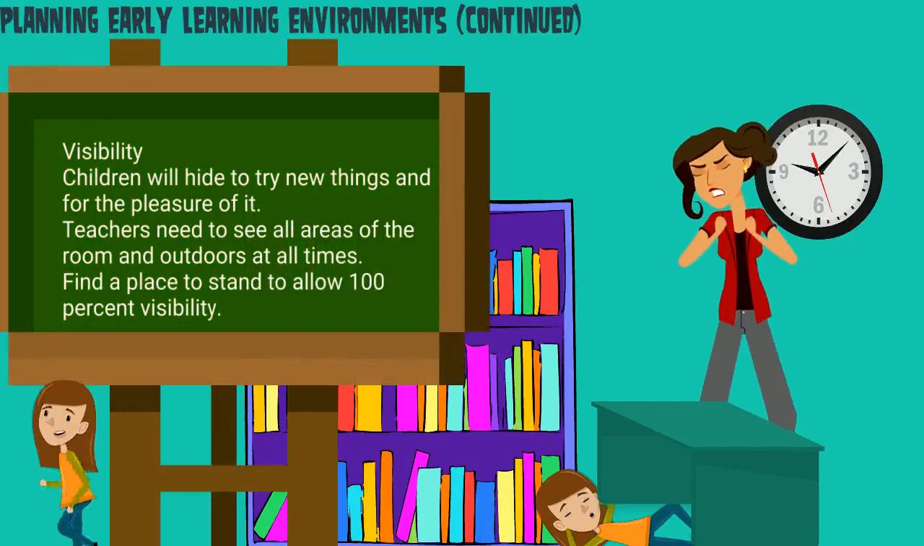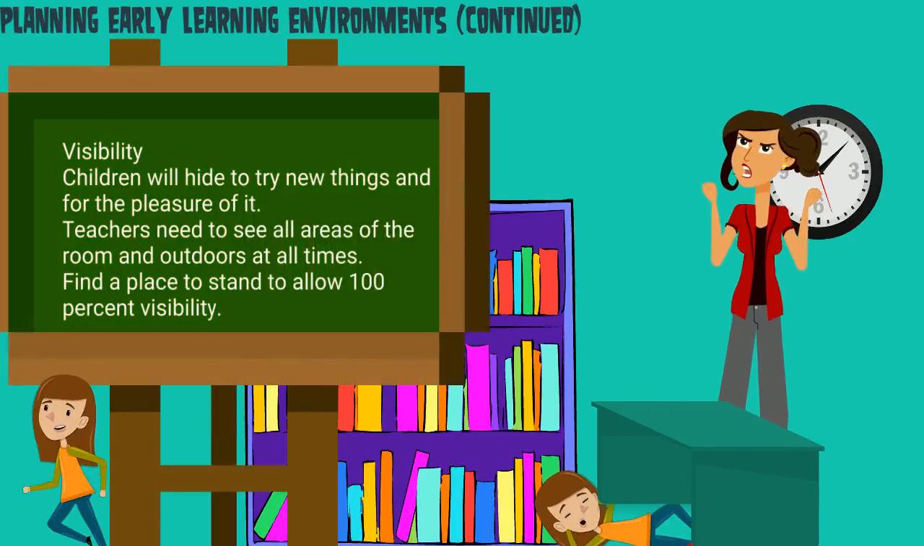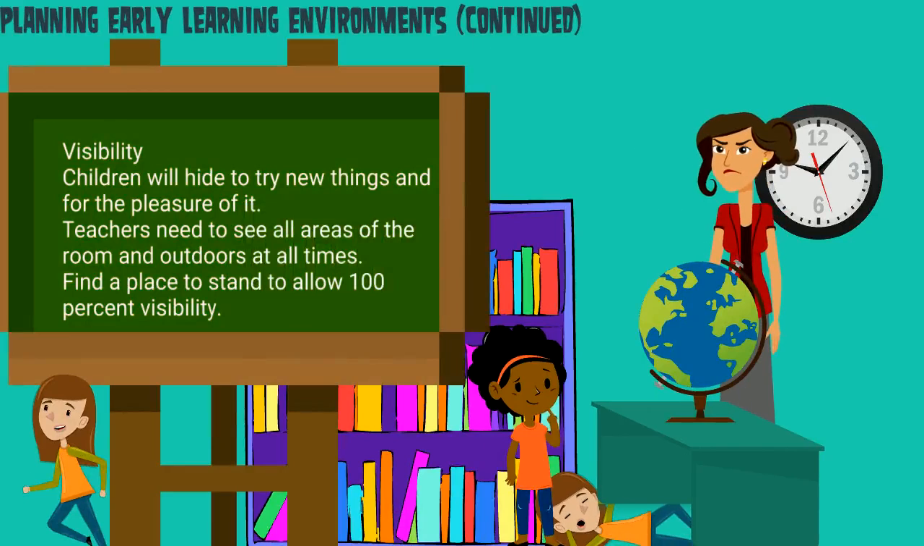Visibility. Children will hide to try new things and for the pleasure of it. Teachers need to see all areas of the room and outdoors at all times. Find a place to stand to allow 100% visibility.